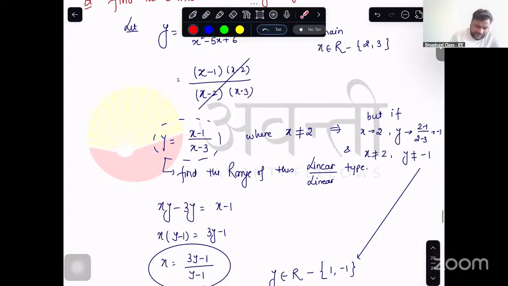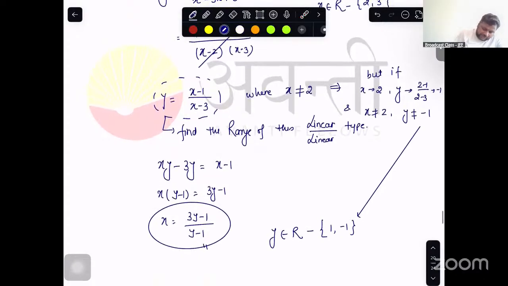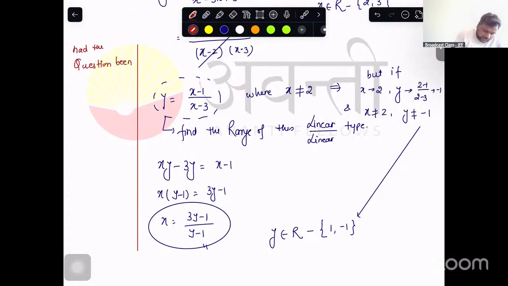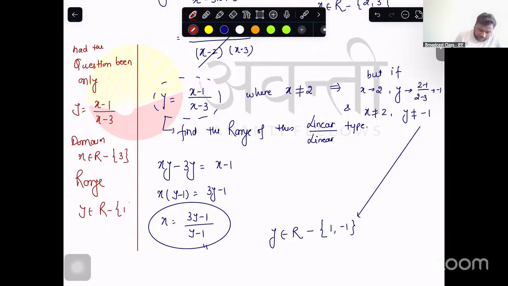Now, x minus 2 cancelled and you got this. Now see, one difference let me talk about. Had the question been only y equals to x minus 1 upon x minus 3, then the domain would have been x belongs to R minus 3 and the range would have been y belongs to R minus 1. One that I have calculated here.